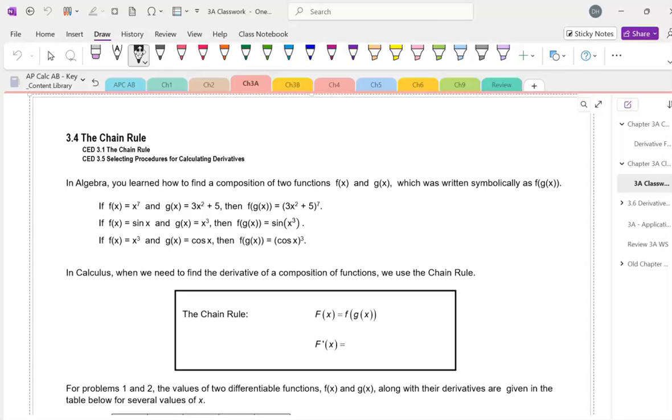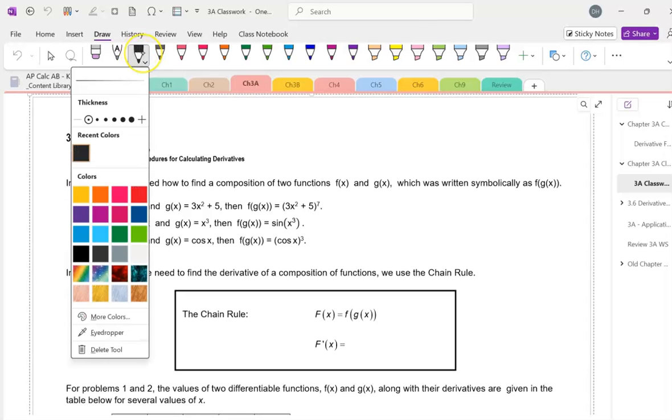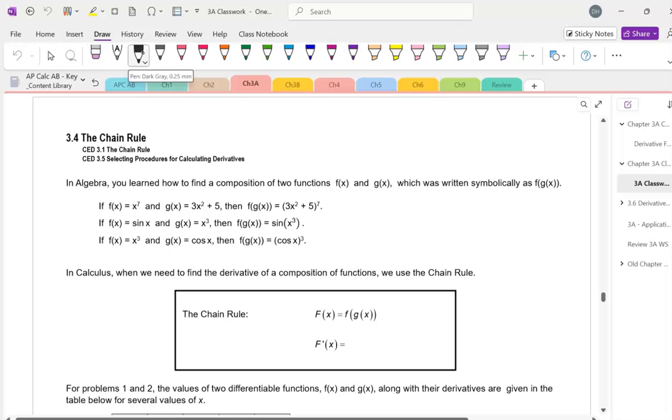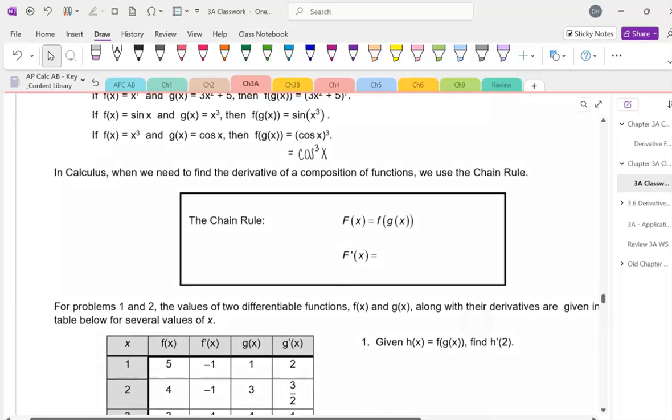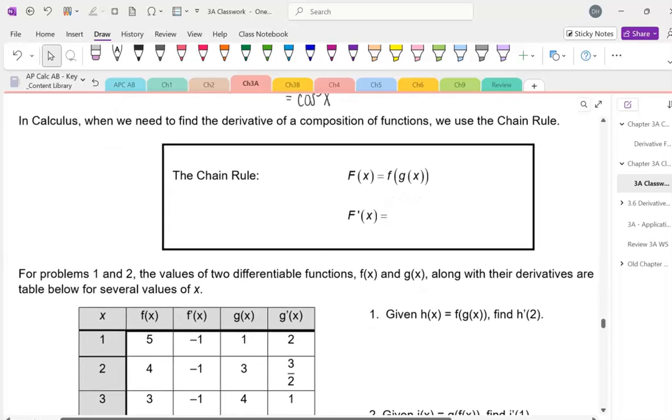And then if we have g of x equals cosine x, and then f of x equals x cubed, I plug g into x cubed. Another way of writing cosine of x, entire quantity cubed, is cosine cubed x. So this is another way of saying the exact same thing, and most of the time you're going to see cosine cubed x. So in calculus, you're going to have to take the derivative of composition of functions, and that is called the chain rule.